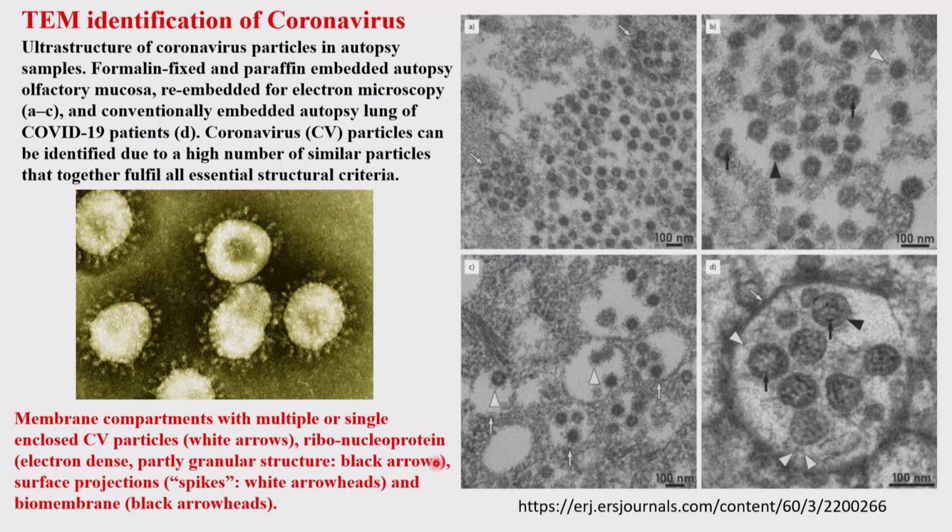So white arrow. Then ribonucleoprotein, so that is the RNA part of it. These are electron dense and partly granular, and these are black arrows. So you can see the black arrows here, this black arrow here, this black arrow here. So that inside is the RNA. This inside is the RNA that you have. And if you look closer, this is 100 nanometers. If you look at the 10 nanometer scale, you will see that granular structure also for this, as you can see. And surface projection spikes.